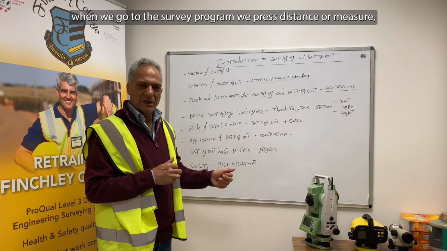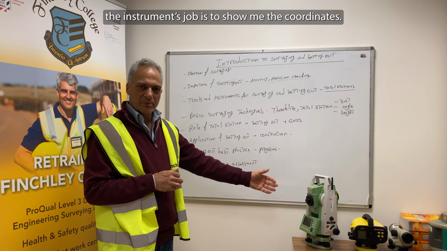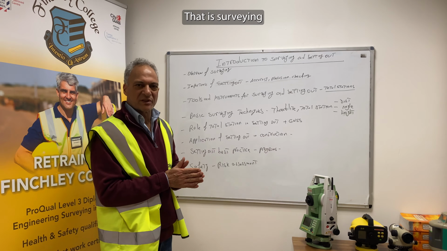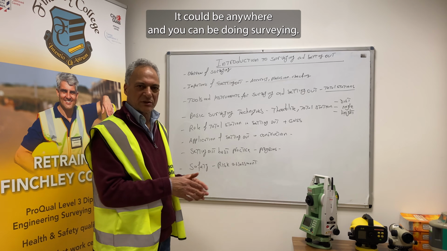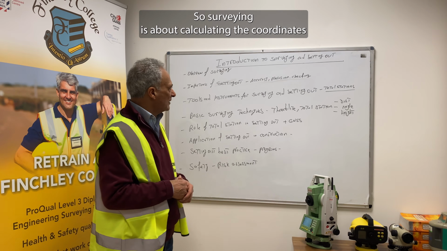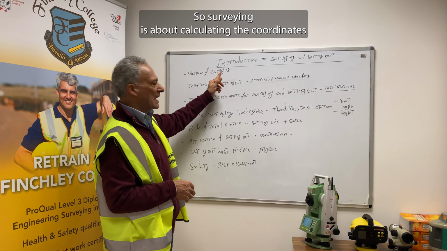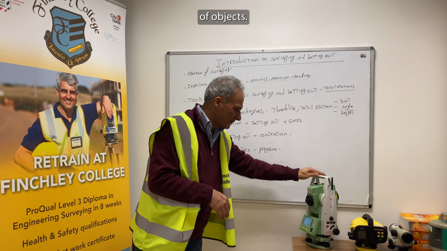When we go to the survey program, we press distance or we press measure. The instrument's job is to show me its coordinates. That is surveying. You could be doing it in a field, you could be doing it on a building site, you could be anywhere, and you can be doing surveying. So surveying is about calculating the coordinates of objects.